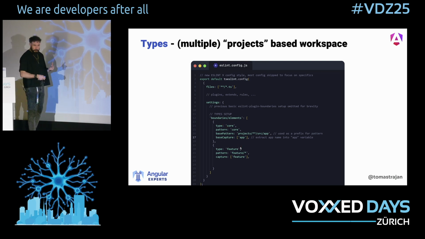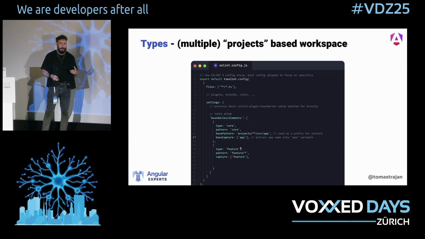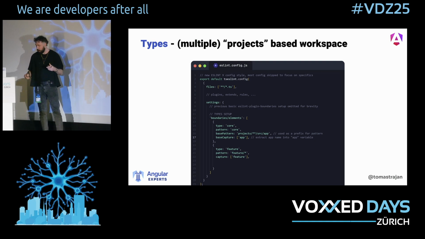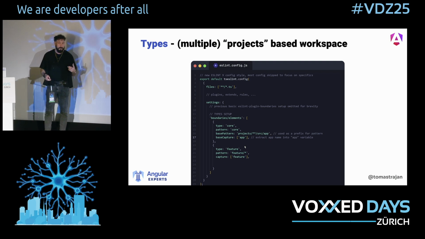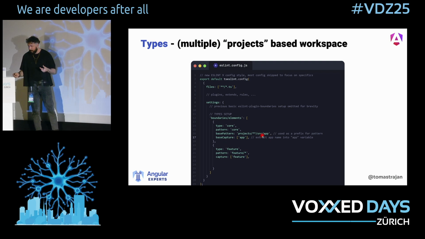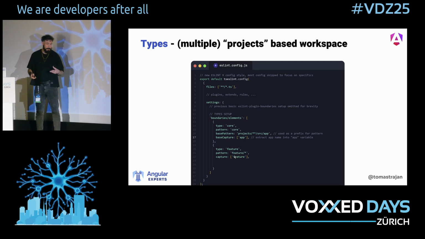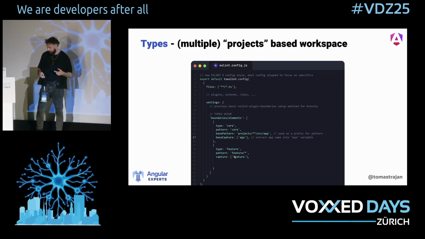So those of you who use this kind of multi-project Angular CLI workspace know that all those projects are usually stored in a projects folder. And then there is a project name, so that can be order app, product app, lib A, lib B, and then it's source app or source lib. And similarly to what we had with the feature, whenever there is a star, we can capture that into a variable. So that way we capture this app or lib name.